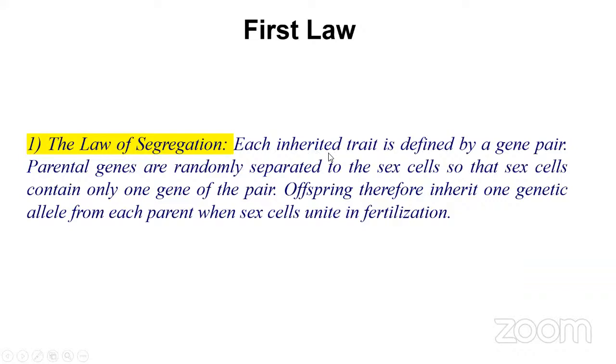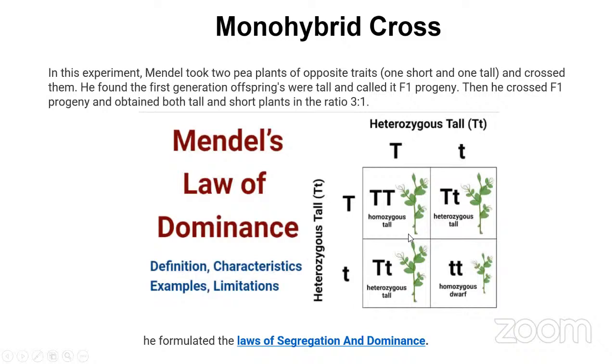The law of segregation is that each inherited trait is defined by a gene pair, like for tall it's TT, capital T, capital T. Parental genes are randomly separated to the sex cells. This means, if these are gametes, like a tall plant, TT, that will be randomly distributed into the gametes, like capital T in one and capital T in another.